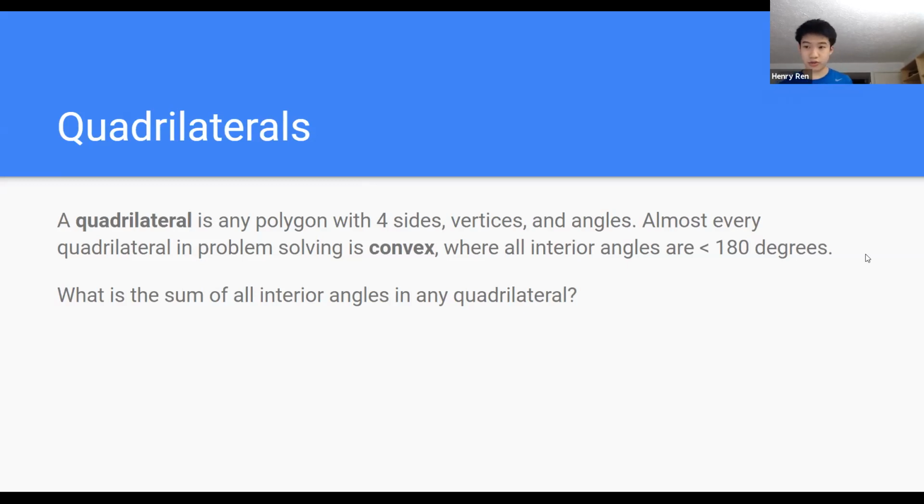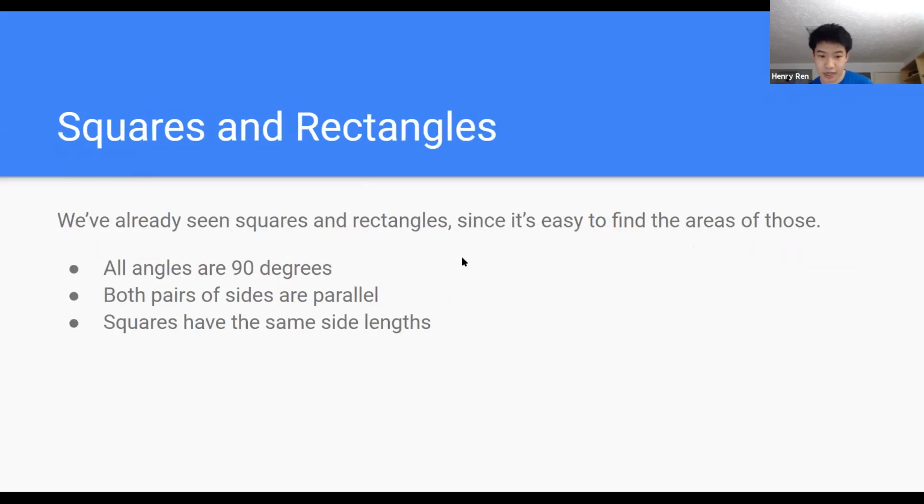We already talked about squares and rectangles last class with area. All we have to know is in squares and rectangles, all angles are 90 degrees and both pairs of sides are parallel. I can actually draw rectangles. Rectangle, square. You see that all 4 angles are 90 degrees and both pairs of sides are parallel to each other. Squares have the same side lengths. In a square, all 4 sides are going to be the same. It's a regular quadrilateral, if you would.